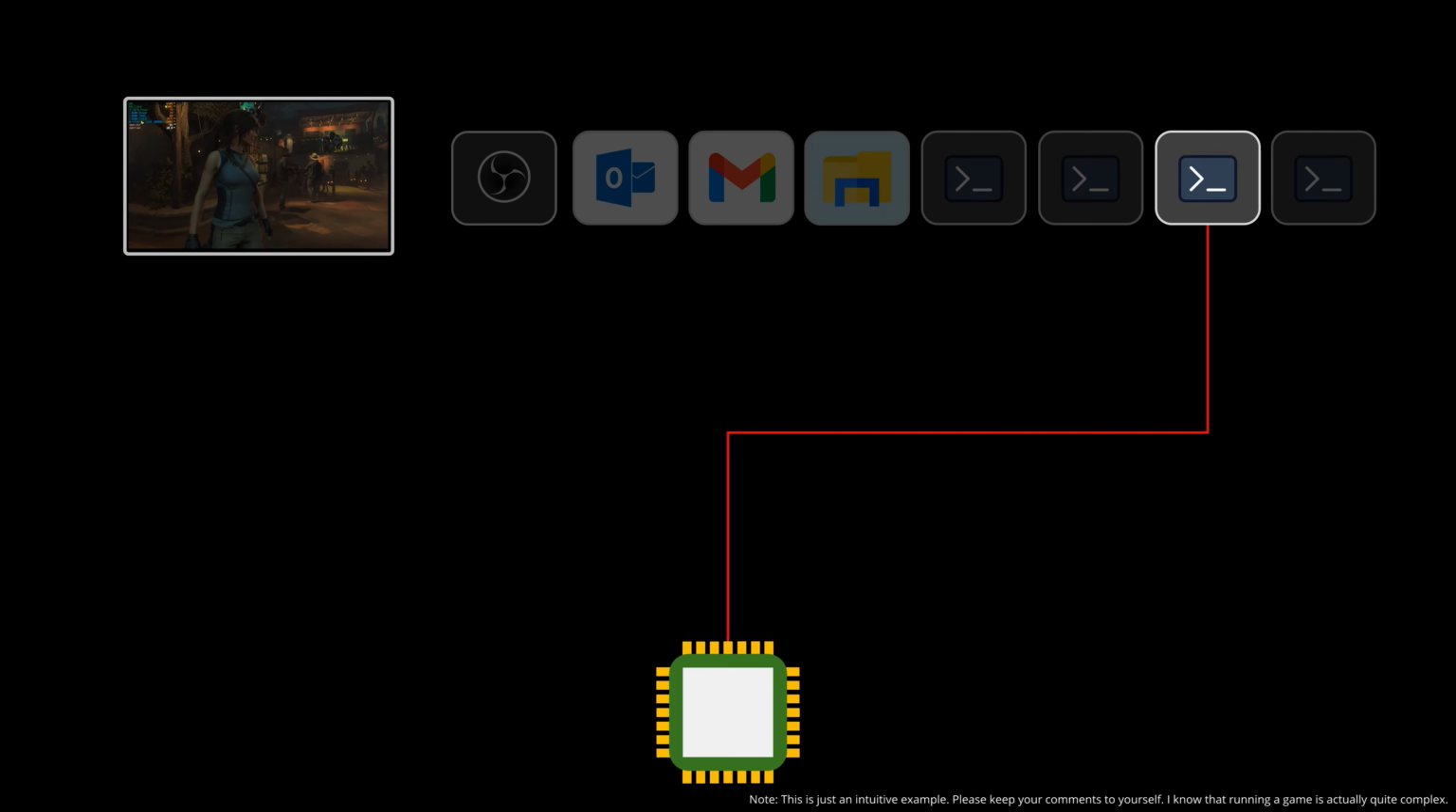Think about the processes running on your computer. You might be playing a video game while streaming, with Outlook, a Gmail client, a file explorer, and other background apps all running simultaneously. So much stuff that round robin causes your game to lag a bit.